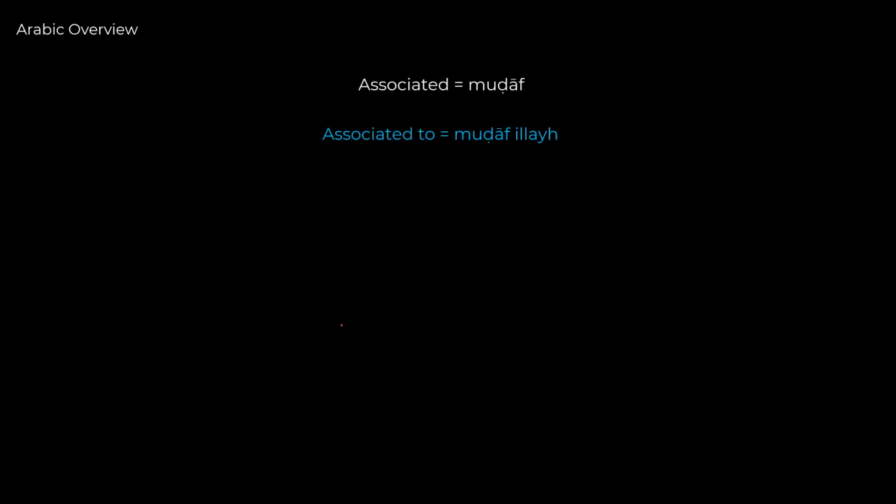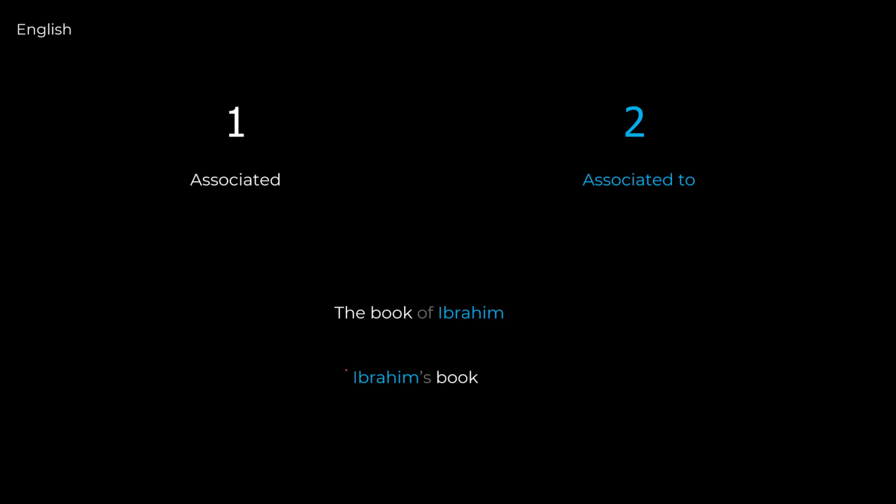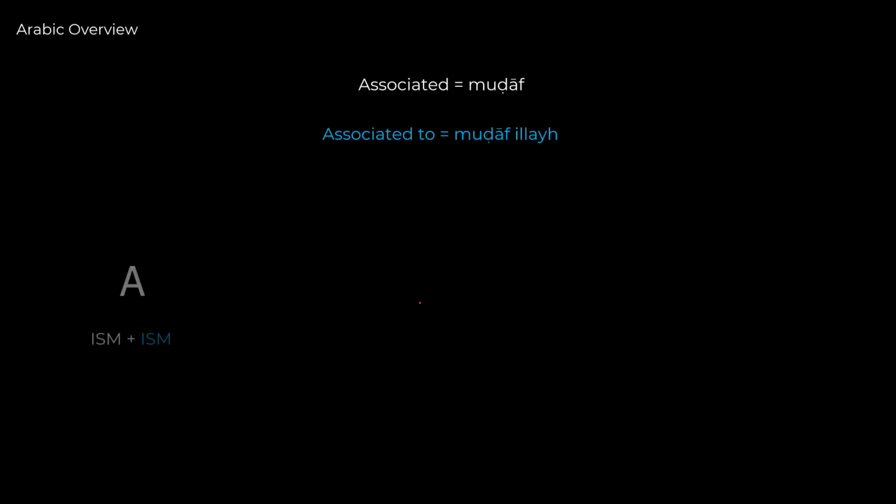So how does this manifest in Arabic? Well, in Arabic, first off, the associated is called the mudaf, and the associated to is called the mudaf ilayhi. They're always going to come in this order, where you have the associated first, then the associated to after it. It's never going to be switched, like in English, how you can have the possessive s come in and change the way it's constructed. In Arabic, it's always the associated first, then the associated to.